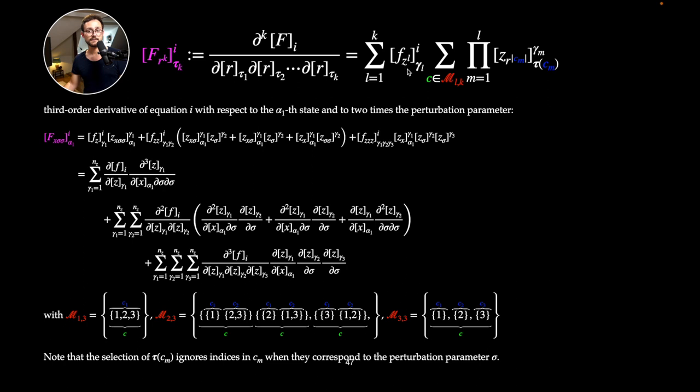Let's start with L equals 1. I have f_z with gamma 1 right there, and I have the M13 partition, which has one class that contains three elements, so the cardinality is 3. So I'm taking the third partial derivative with respect to x, sigma, and sigma. This tau of cm now tells me: with respect to the first index, which is alpha 1; with respect to the second index, there is no second index because this corresponds to the perturbation parameter, so I'm ignoring that; and the third index also corresponds to the perturbation parameter. There is no index for that, so I'm ignoring this. This is a special case: whenever you take derivatives with respect to the perturbation parameter, you ignore indices in those cm when they correspond to the perturbation parameter. But the remaining expressions are the same.